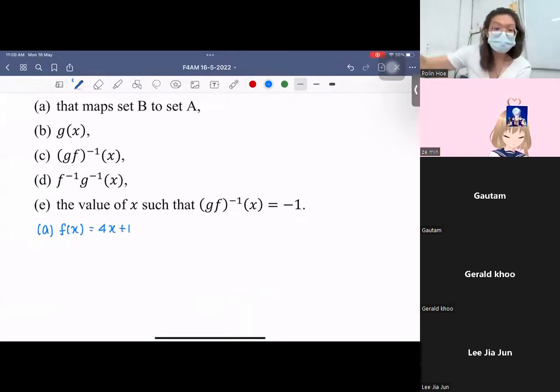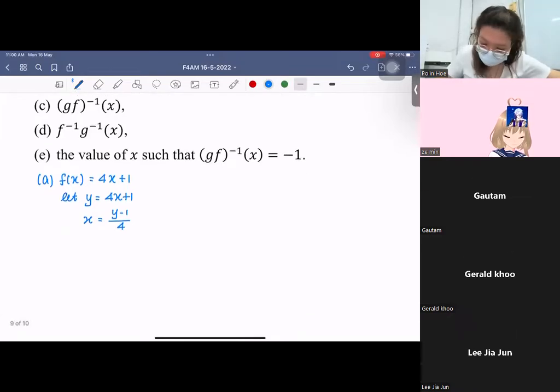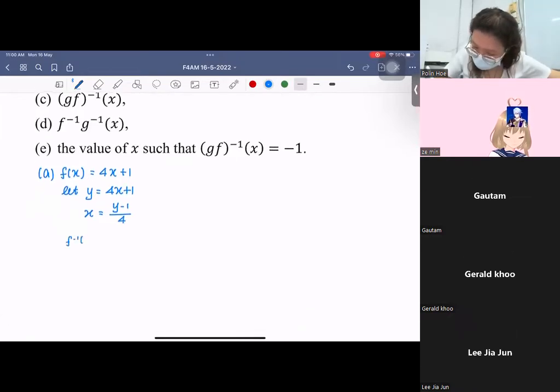And then my aim is to find the inverse of f. So I need to let y equals 4x plus 1, and then find x in terms of y: x equals y minus 1 over 4. So this will be my f inverse y equals y minus 1 over 4. Therefore f inverse x equals x minus 1 over 4.